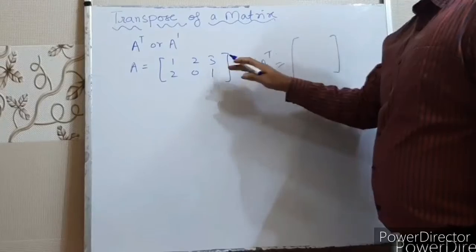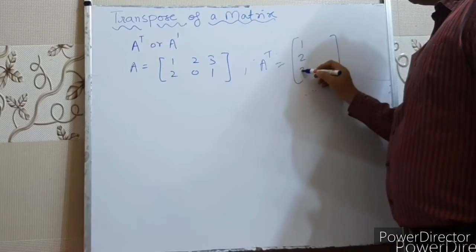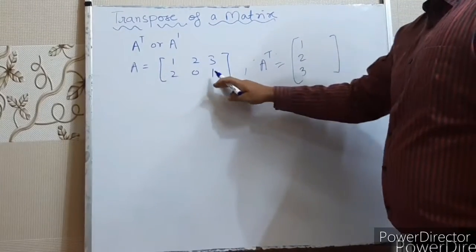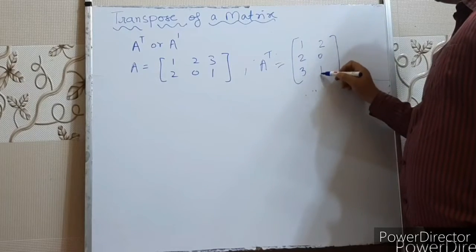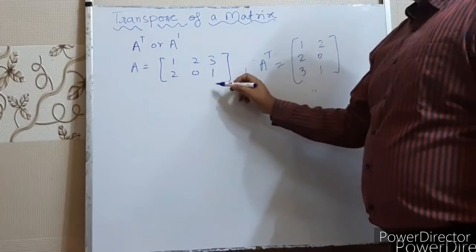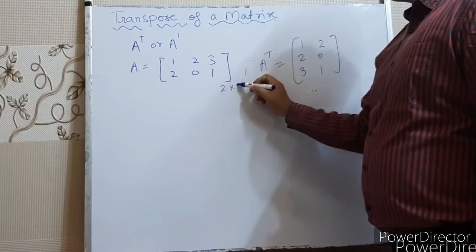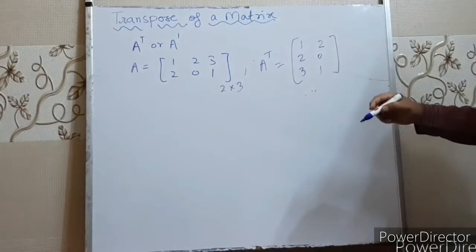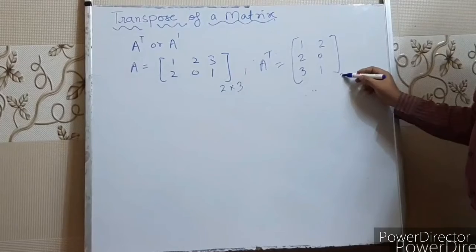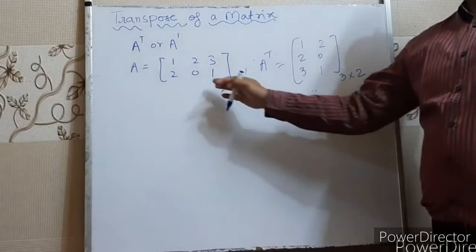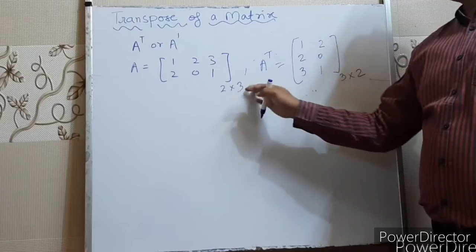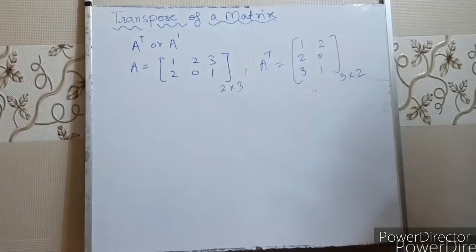So row 1, which is 1, 2, 3, will become column 1, which is 1, 2, 3. Row 2, which is 2, 0, 1, will become column 2, which is 2, 0, 1. You can see that here the order of the matrix is 2 by 3. Now the order of the transposed matrix will be 3 by 2. When the rows and columns are interchanged, the order of the matrix interchanges as well.